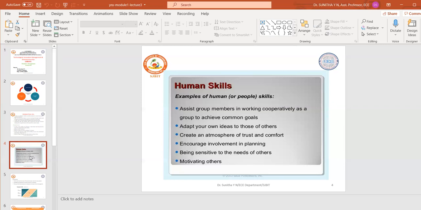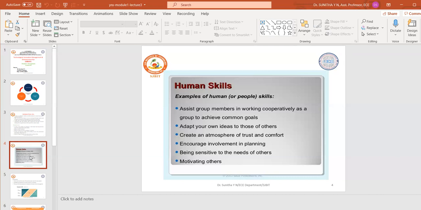Being sensitive to the needs of others, we call it. Others' needs, we should feel it, and we should try to extend our help and fulfill their needs. We should be sensitive to what others need. That is one human skill. Cordiality will develop among the subordinates or co-workers, whoever it is. So that is one good human skill, we call it.